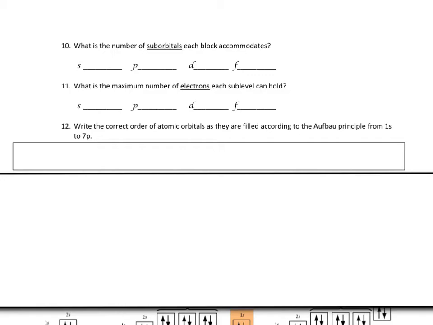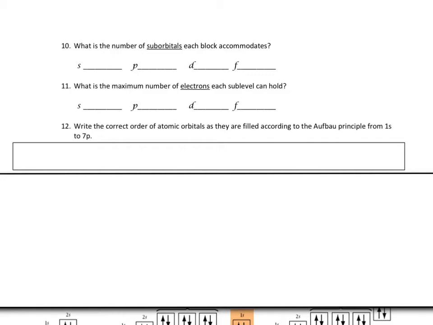All that being said, 10 and 11 are pretty easy to answer. What is the number of suborbitals each block accommodates? That's the 1, 3, 5, 7. Since each holds 2 electrons, the answer to 11 is 2, 6, 10, 14, which corresponds to the number of elements going across for each of those blocks.